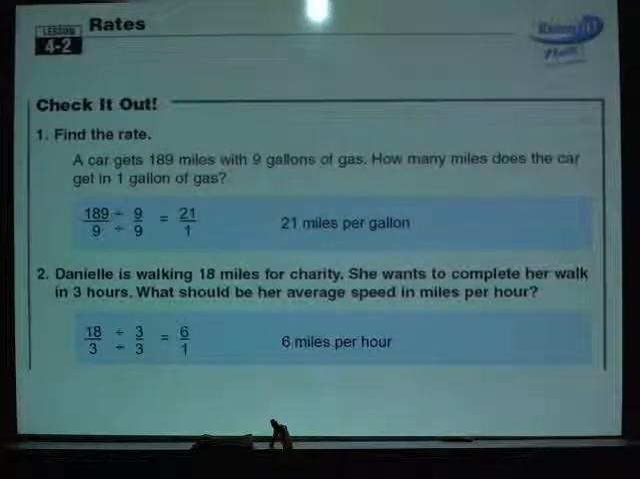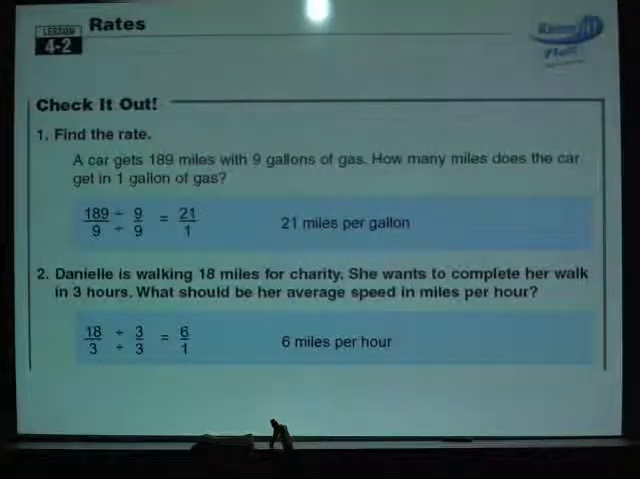Alright, so let's go ahead and wrap this up by looking at the check it out examples here. Number 1 is asking me to find the rate. It says a car gets 189 miles with 9 gallons of gas. How many miles does the car get in 1 gallon of gas? So my fraction is going to compare 189 miles to 9 gallons. Since the question is asking about 1 gallon of gas, we know gallons has to go in the denominator, because this is all about making that bottom number become a 1.